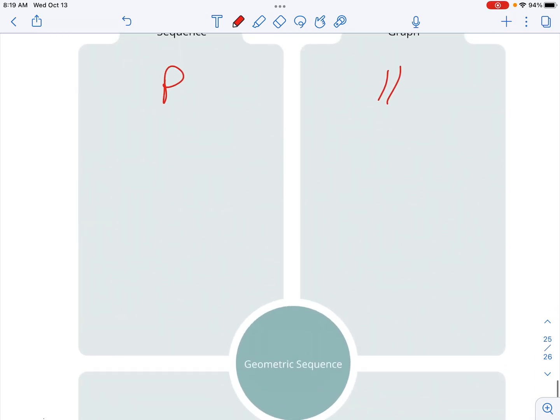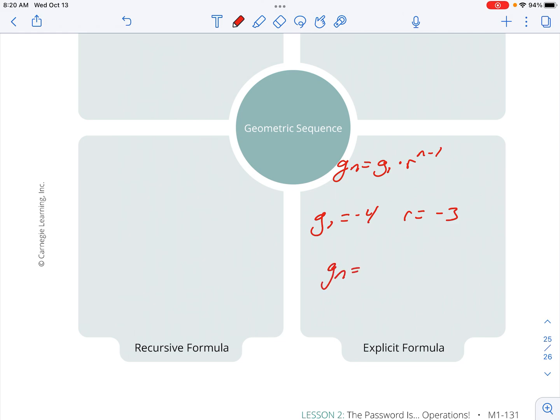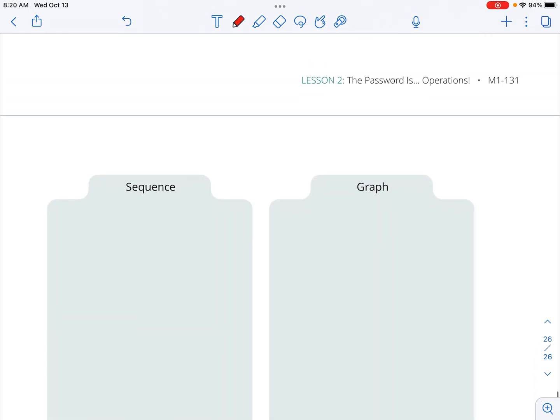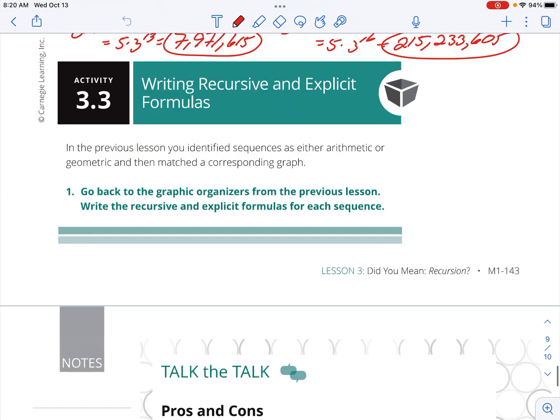Okay. Sequence P. P, we started off at -4 with a common ratio of -3. Bring it all together. And I like to use parentheses when it's negative. Okay, so that actually wraps up everything, okay?